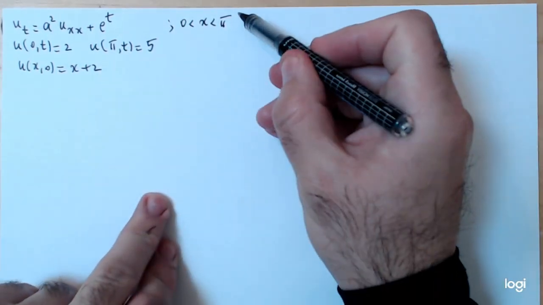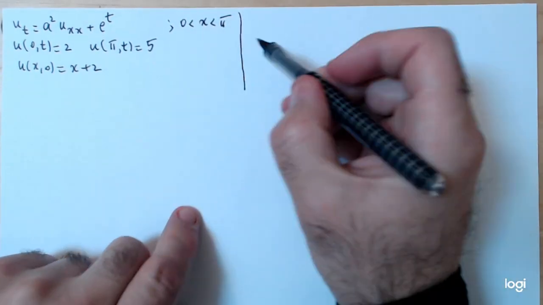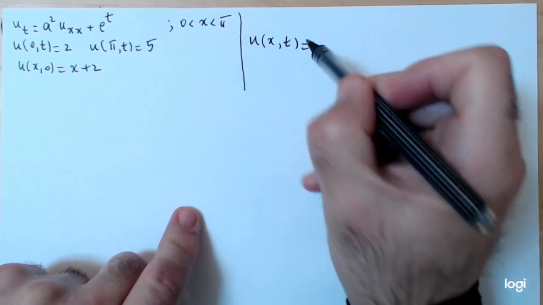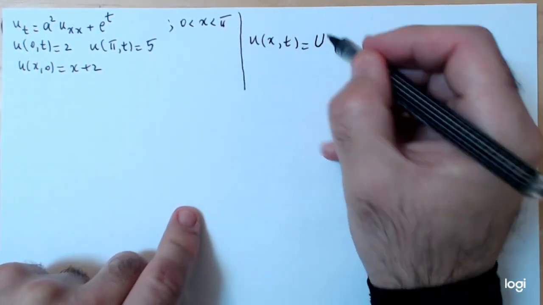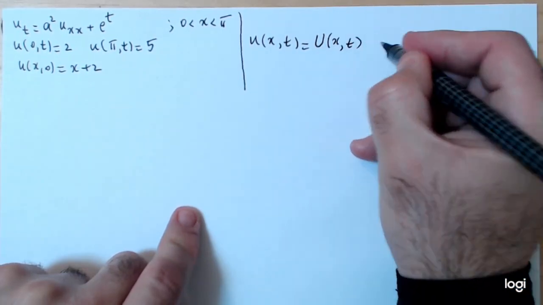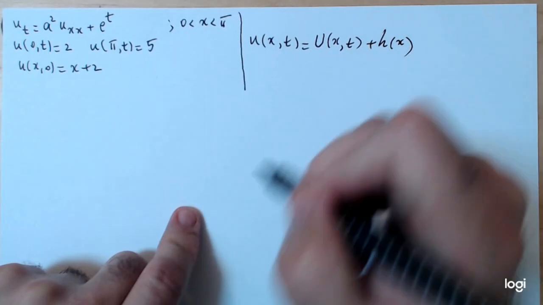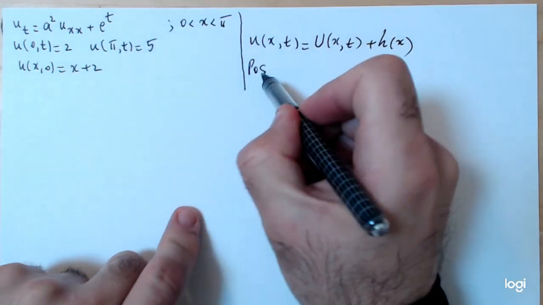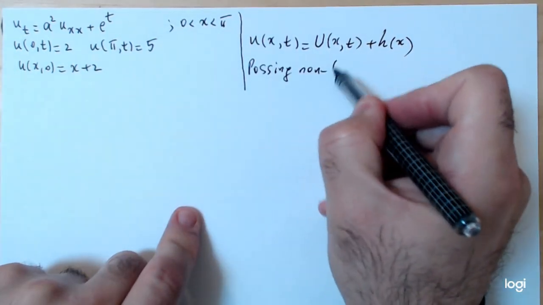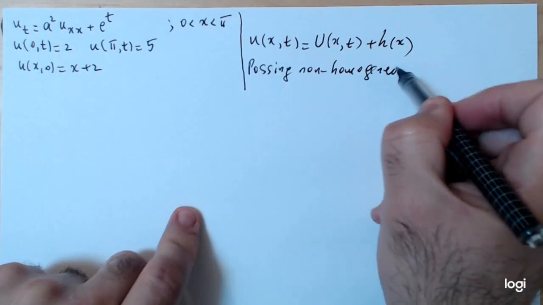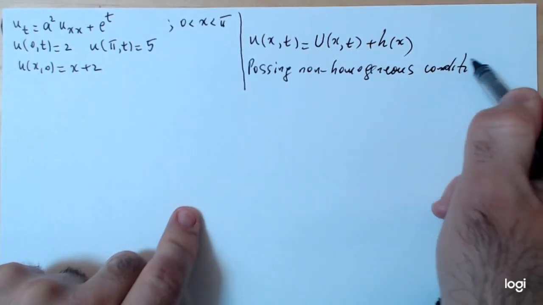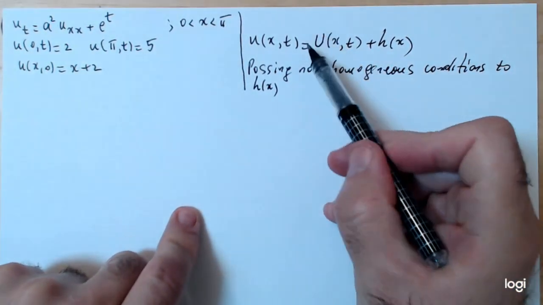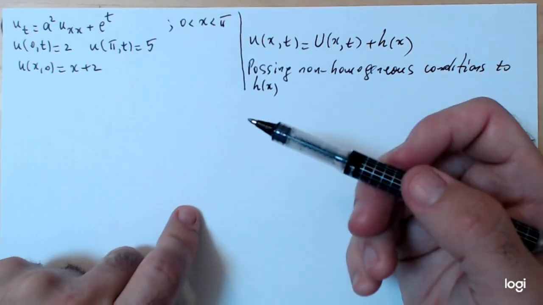So remember that before we studied the method of variation of parameters, we dealt with non-homogeneous problems by making a substitution, by replacing the dependent variable, small u, with another one, big U of x,t, plus some function of x only. You could try to do this substitution by passing the non-homogeneous conditions to h of x. So if you can determine h of x such that the new problem in big U is homogeneous, then you're good to go.